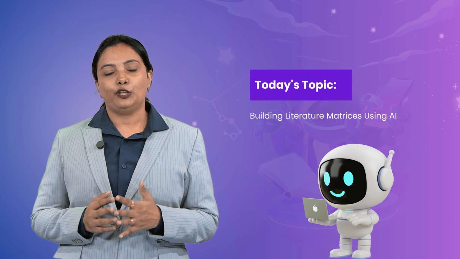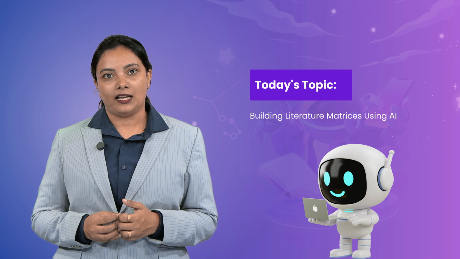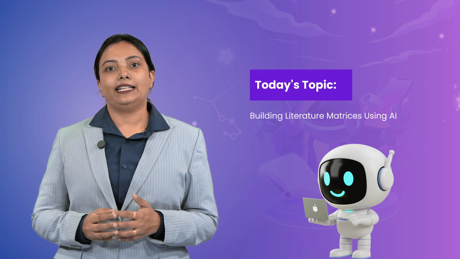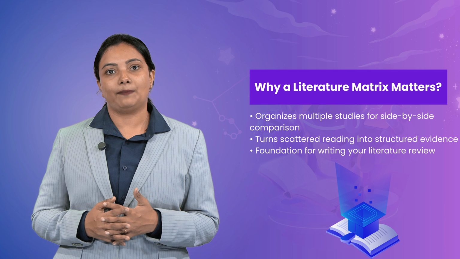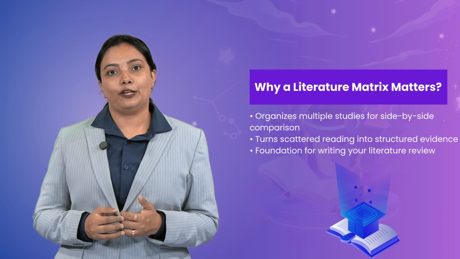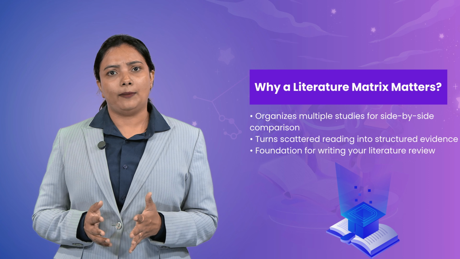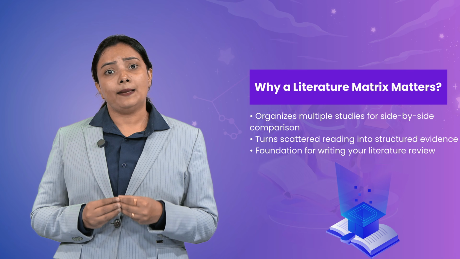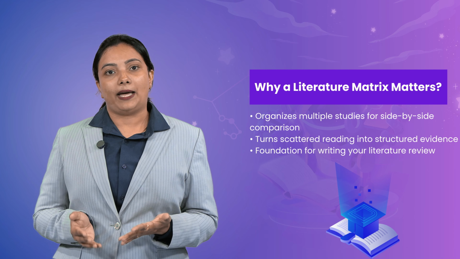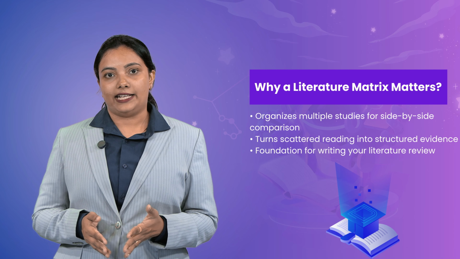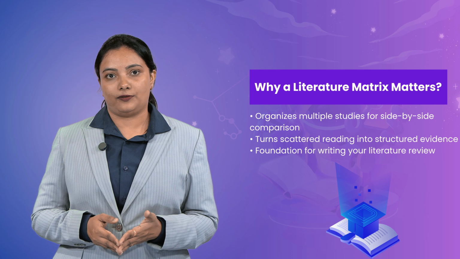Think about the last time you finished reading a stack of papers and had no clear way to compare them. A literature matrix solves exactly that problem. A literature matrix, sometimes called a synthesis matrix, is a table that lets you compare multiple studies side by side instead of reading about them one at a time. It is a simple grid, one row per study, one column per attribute you are comparing. This turns a pile of readings into a structured comparison. You can actually use them in your research.